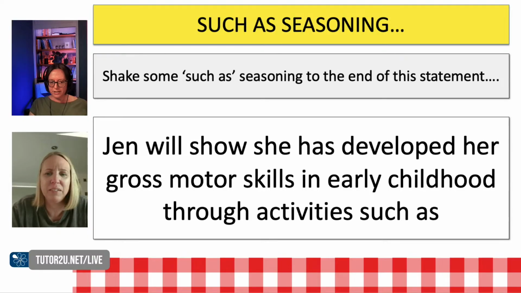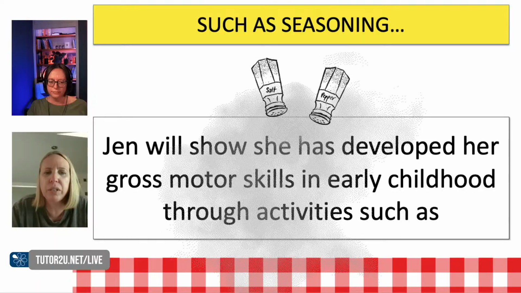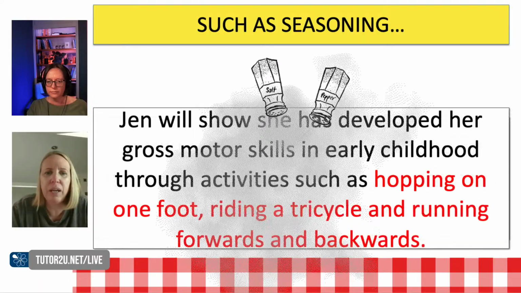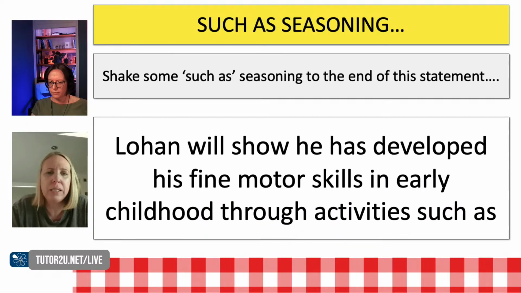Should we reveal our answer, Lynn? Yes, let's see. We've got some nice examples. Remember, gross motor skills are the large muscles needed for things like hopping on one foot, riding a tricycle or bicycle, and running forwards and backwards, okay?